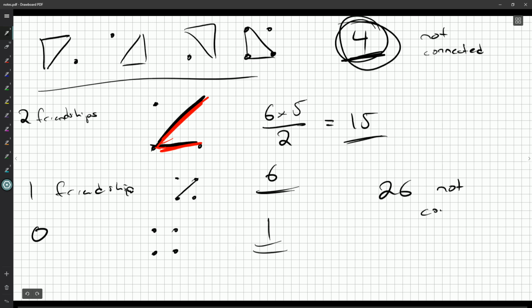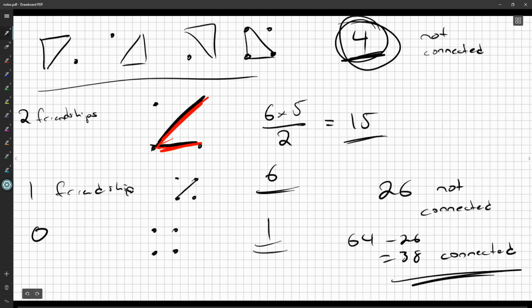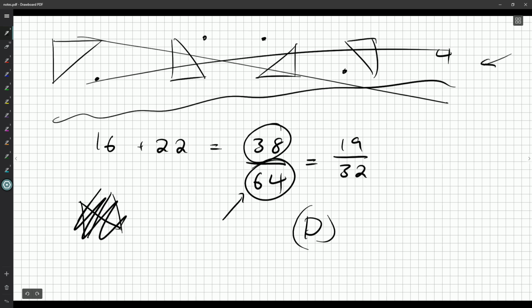There's 26 ways to not be connected, 64 ways in total. So that's another way to say, oh, there's 38 ways to get a connected friendship graph. That's another approach. You can always count the opposite and subtract it from the total. But I'm fine with the way we did it. Okay. Nice little probability question and a good way to end our Pascal paper.